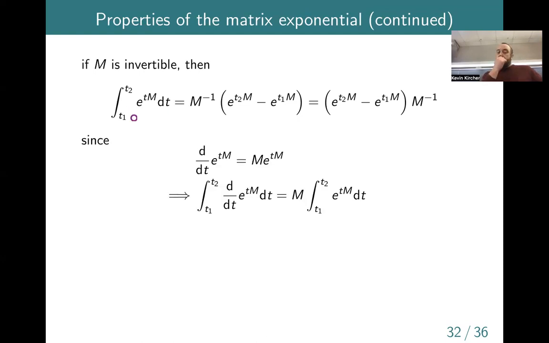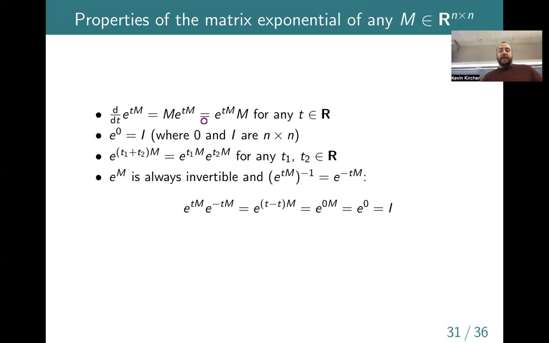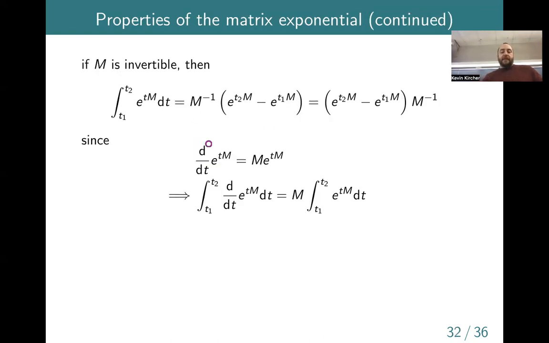Okay, so why is this true? We start with our formula: d by dt of e to the tm is m e to the tm. That's just the first rule. Basically, that was the whole reason that we defined this object in the first place. So we start with that, and then we'll just integrate both sides, right? The thing we're trying to get a formula for has an integral in it. So let's integrate both sides from t1 to t2. And when we integrate the right-hand side, well, m has no time dependence in it, so that pops outside the integral. And then we just have the integral of e to the tm on the right-hand side.